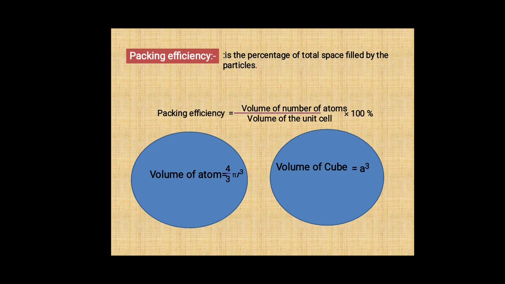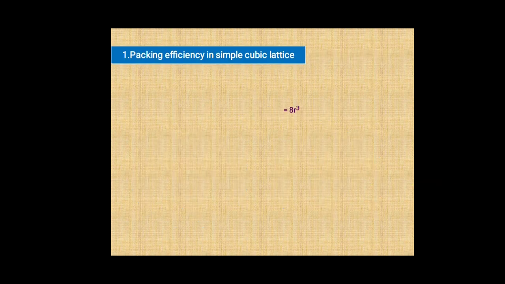See, the unit cell is cubic here, so length, breadth and height will be the same. If it is represented as a, then volume of cube will be a³. Okay, this is packing efficiency. Let us understand the first type, packing efficiency in simple cubic lattice. You are going to get a 3 marks question.